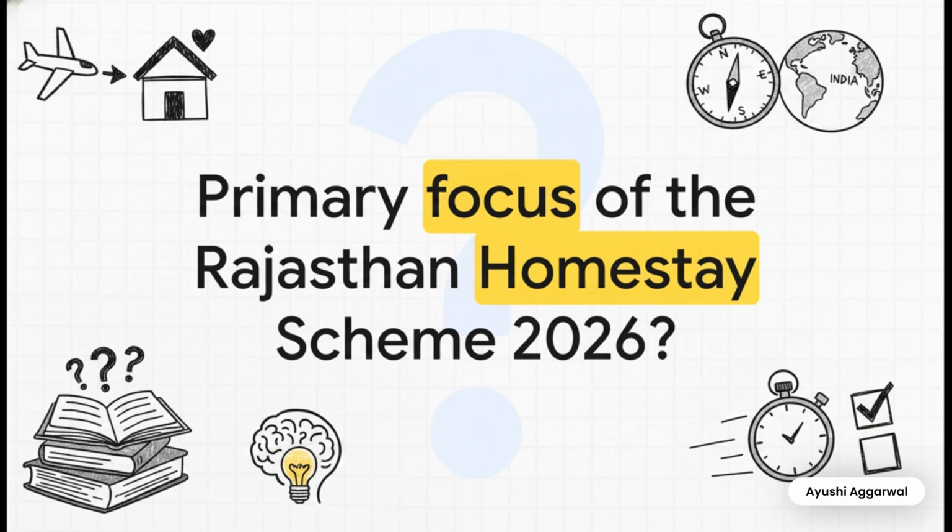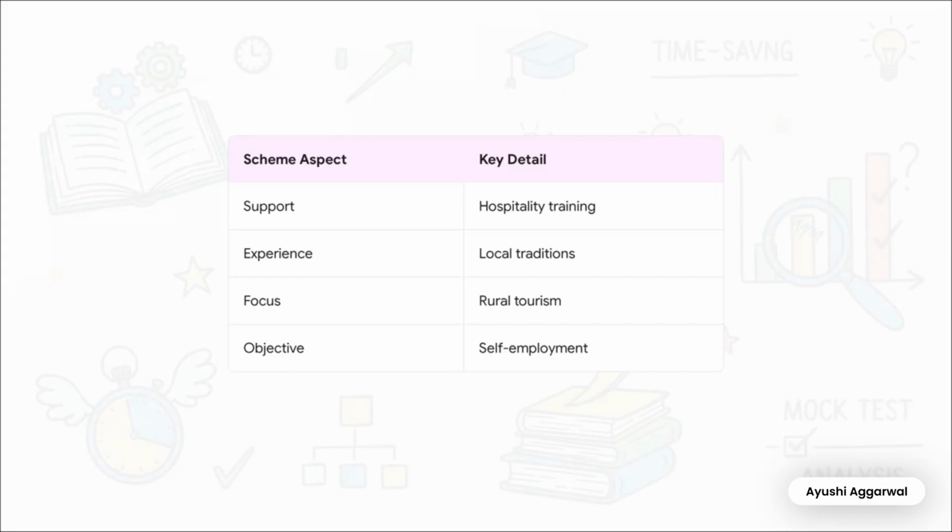For example, look at this. What is the primary focus of the newly launched Rajasthan Homestay Scheme 2026? Tourism initiatives are a very hot topic right now. Let's break this down comprehensively so you are ready for literally any variation of this question. I like to call this the ek tir se char shikar method. 1 arrow, 4 targets. We can use this table to efficiently cover 4 different mock test questions in one go.